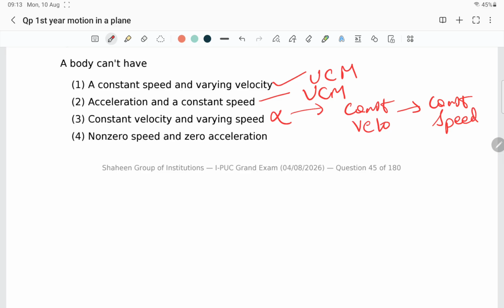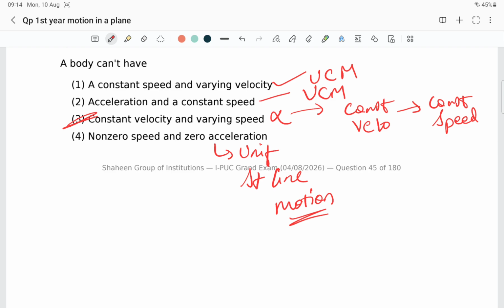Okay, non-zero speed and zero acceleration possible. Again, uniform straight line motion, it is possible. So the third answer is the one. A body cannot have constant velocity and varying speed. That finishes one question paper.